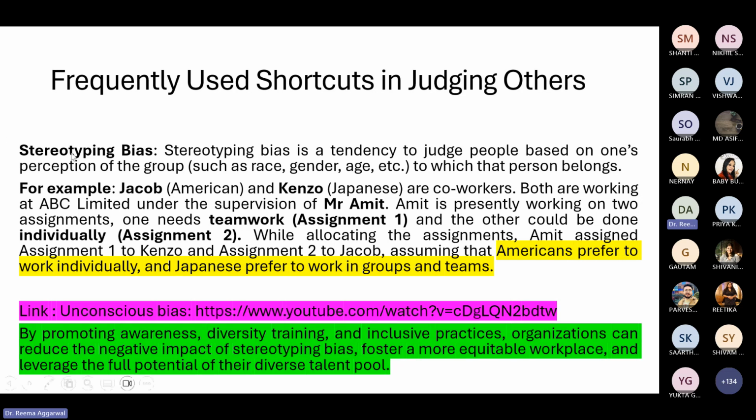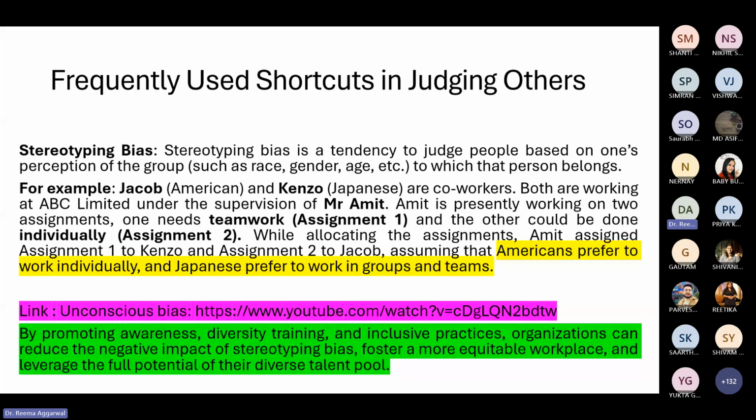So there is an example that Jacob and Kenzo are two co-workers and Amit is the supervisor. अब अमित के पास दो assignment हैं, one which requires teamwork and a second assignment which could be done individually. So without asking Jacob and Kenzo, without even having any kind of discussion, अमित ने teamwork वाला handover कर दिया Kenzo को और Jacob को handover कर दिया individual assignment. So this is wrong.